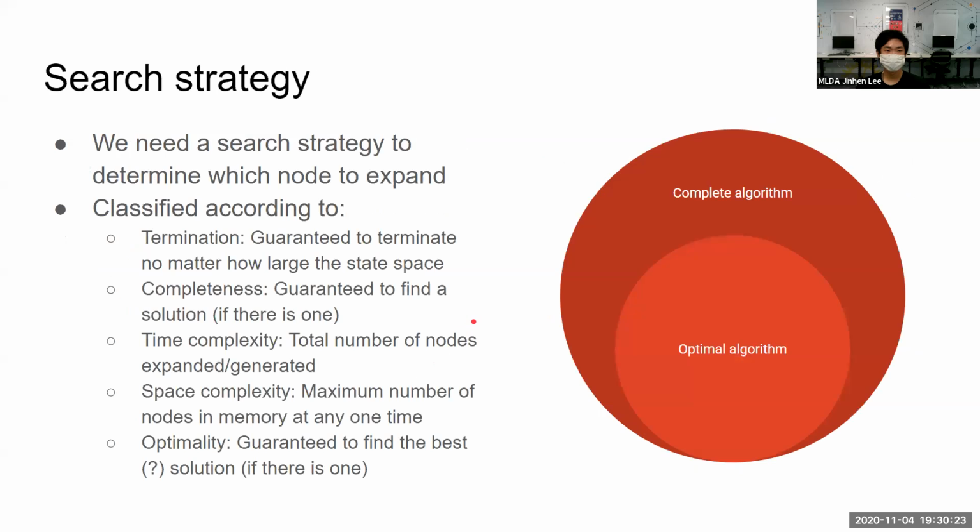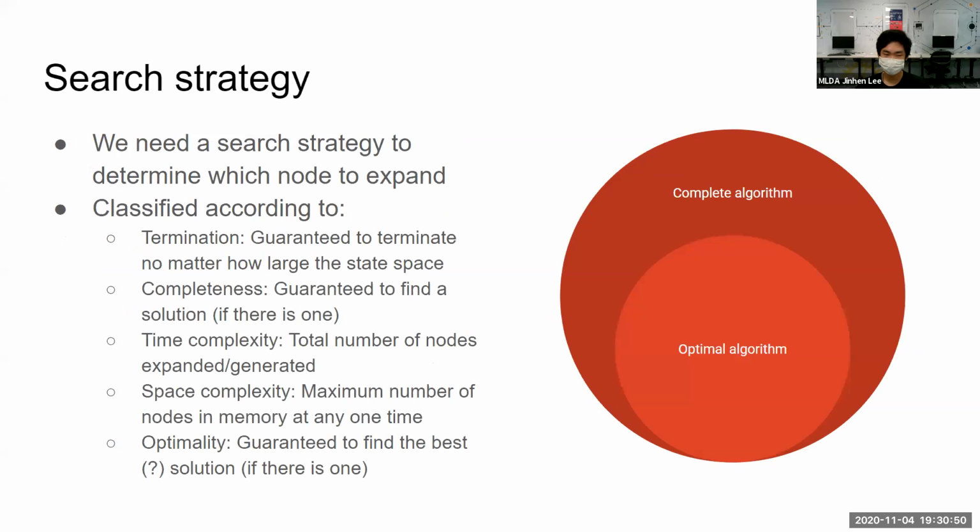But before we move into that, we also need to define several dimensions on how our algorithms can be classified. So the first class is termination. So termination is stating that your algorithm is guaranteed to terminate no matter how large your state space is. And second is completeness. Your algorithm is complete if it is guaranteed to find a solution if one exists.